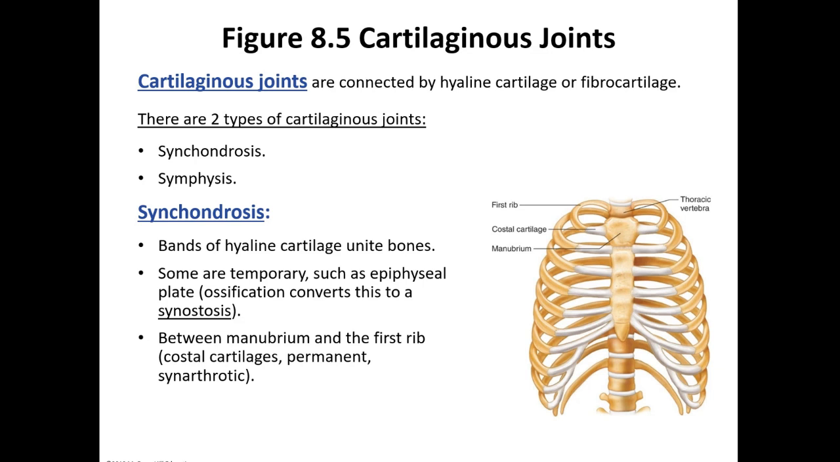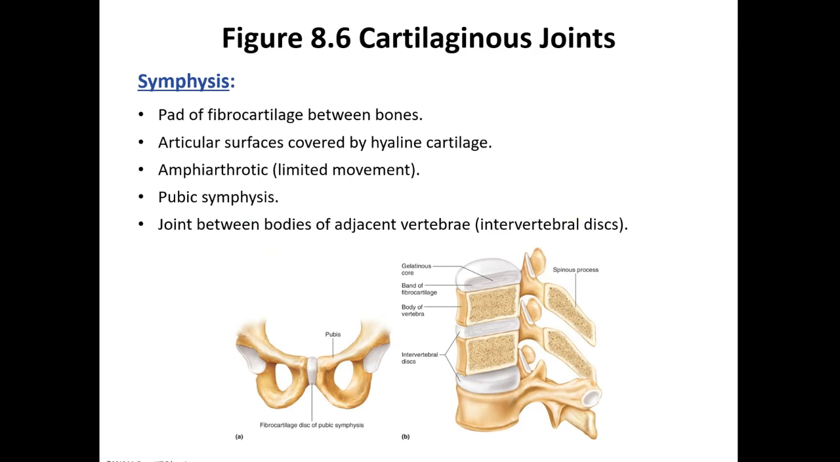Another example of a cartilaginous joint is the one called symphysis. Symphysis is found in the pubic region of the body where they form what they call the pubic symphysis, where two pubic bones come together, as in diagram A. Diagram A is showing us where the two pubic bones of the pelvis unite in the front area of the pelvis to form what we call the pubic symphysis. This is an example of the symphysis type of cartilaginous joint.